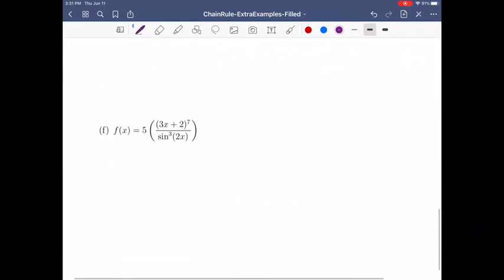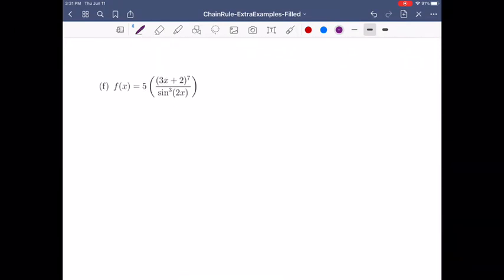So let's try one more. So I have 5 times this whole thing. So we can either pull the 5 out and multiply it at the end, or you could put it up on the top if you want. Okay, either way, I'm just going to leave it out.